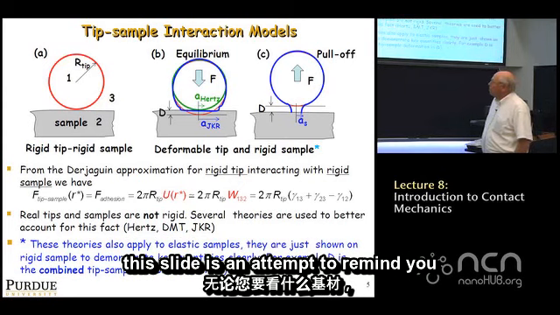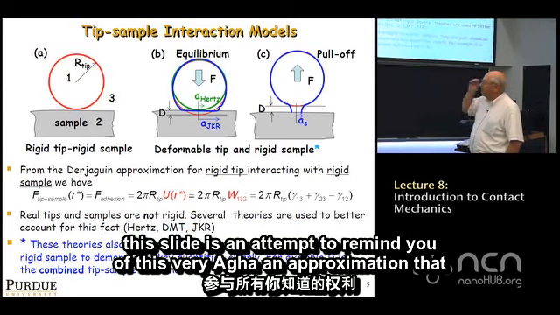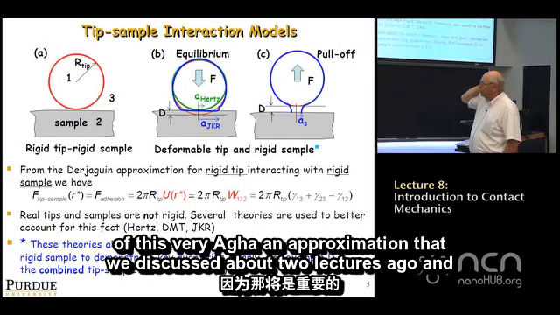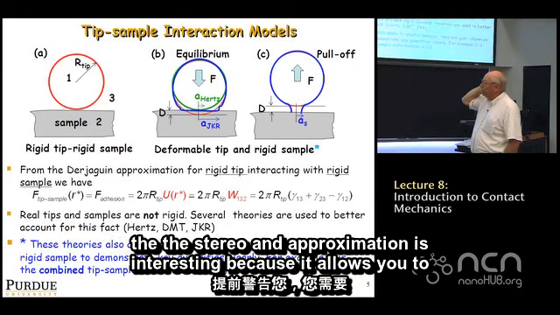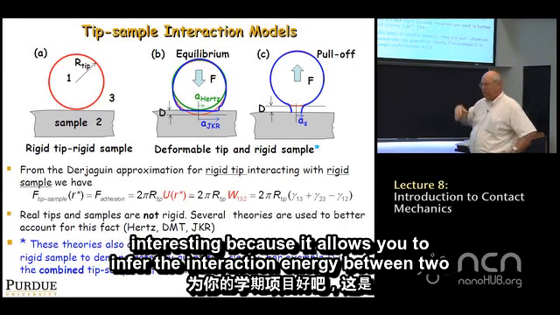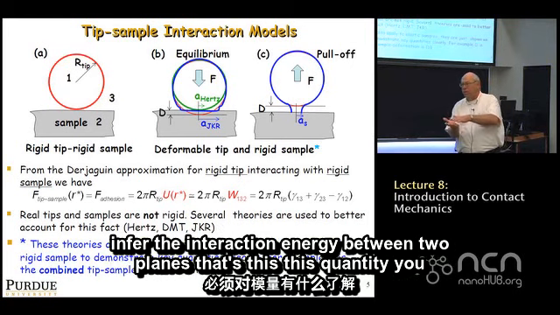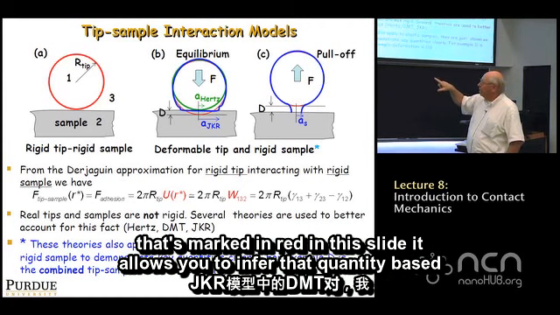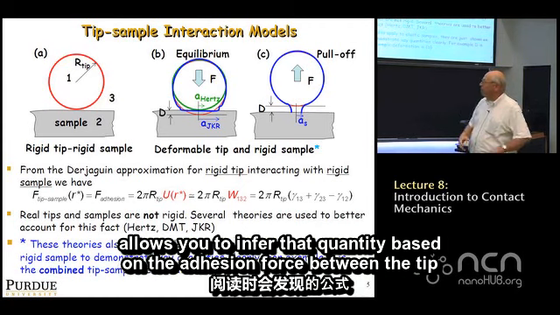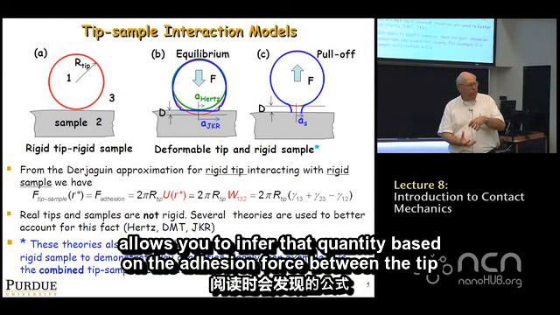This slide is an attempt to remind you of this Derjaguin approximation that we discussed about 2 lectures ago. And this Derjaguin approximation is interesting because it allows you to infer the interaction energy between 2 planes. That's this quantity U that's marked in red in this slide. It allows you to infer that quantity based on the adhesion force between the tip and the sample.